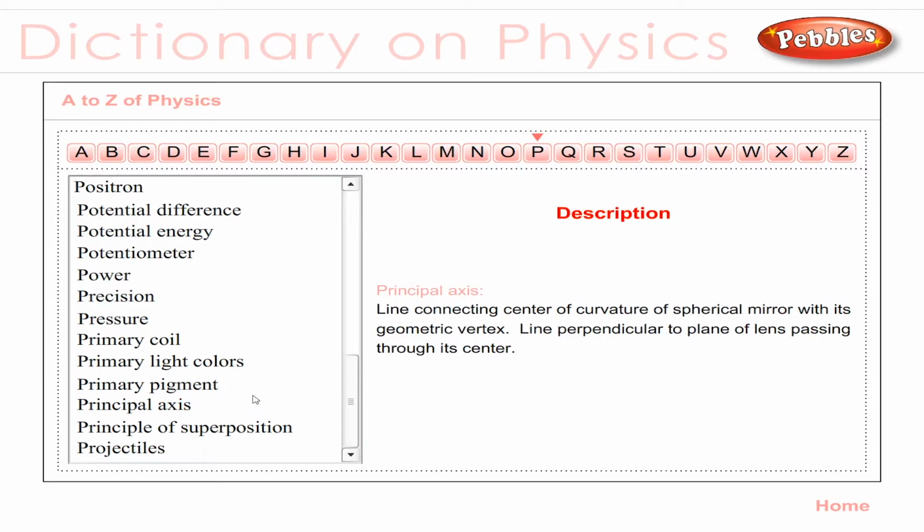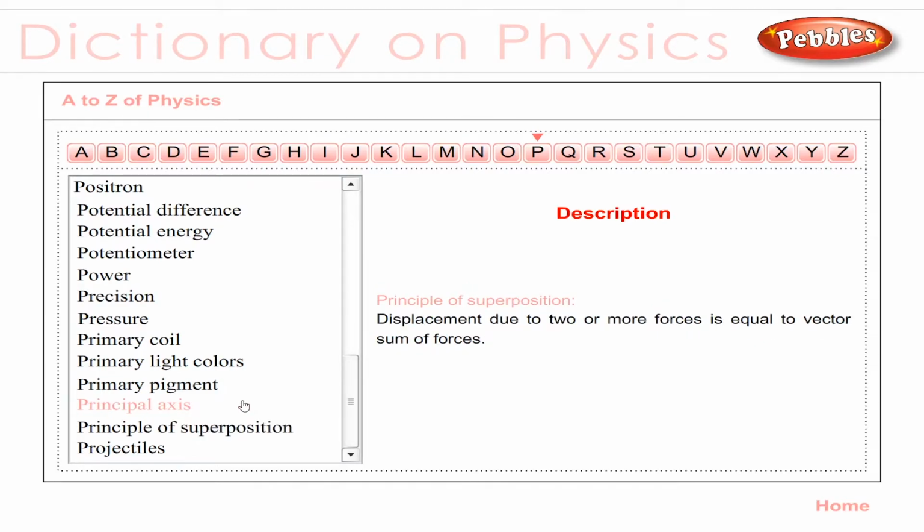Principal axis. Line connecting center of curvature of spherical mirror with its geometric vertex. Line perpendicular to plane of lens passing through its center. Principle of superposition. Displacement due to two or more forces is equal to vector sum of forces. Projectiles. Motion of objects given initial velocity that then move only under force of gravity.